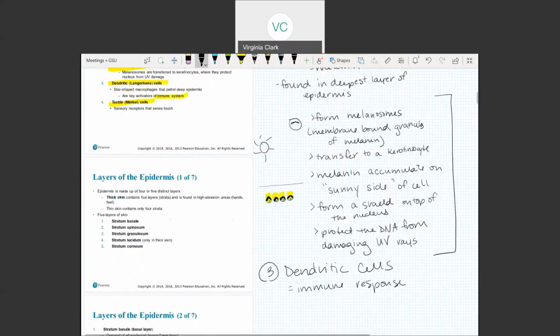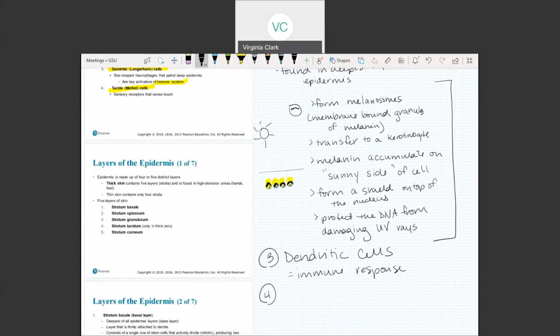And then the fourth type of cell is called tactile cells. You may also see this in some old editions or in other publications as a Merkel cell. That's the name for the guy who discovered it. But now science is moving into calling things based on what they actually do. So a tactile cell is a sensory receptor. It picks up the sensations within the environment and then communicates them to the internal environment through the nervous system. These live all over your skin.